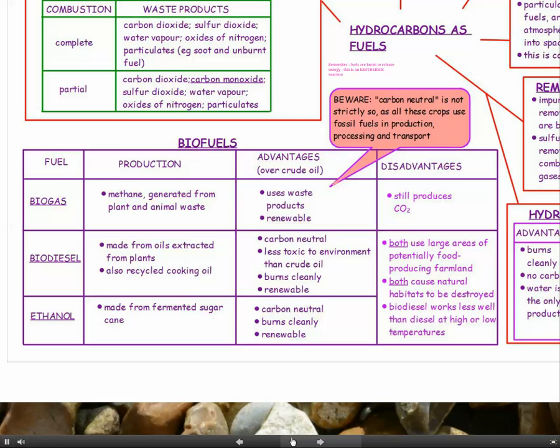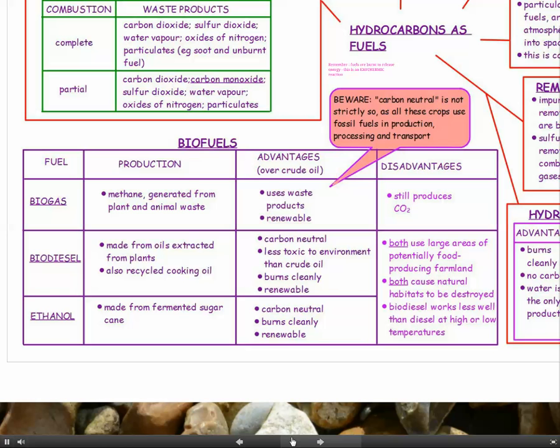So what about if we replace fossil fuels with some biofuels then? Let's have a look at biofuels. So starting out with biogas, this is methane that's generated from decomposing plant and animal waste. Now the advantage of this over crude oil is that it uses waste products, so it's not using up a precious finite resource. And it's renewable, which means that we've got a fairly limitless supply of it. Disadvantage is though that it still produces CO2 when it's burnt.